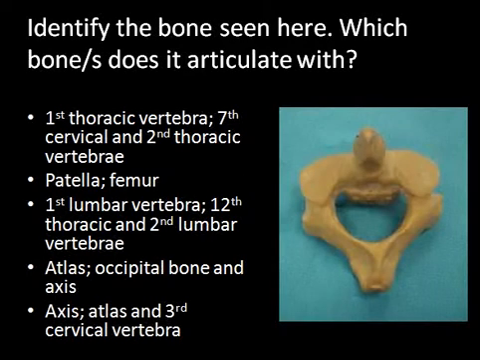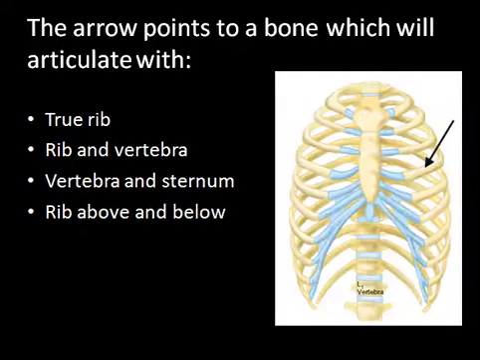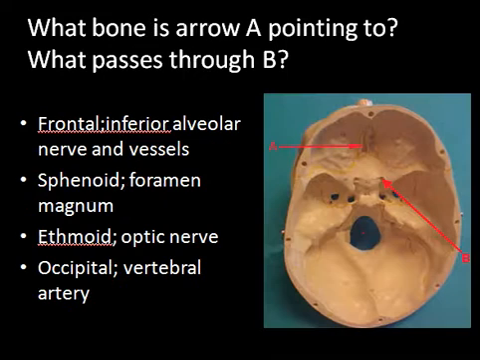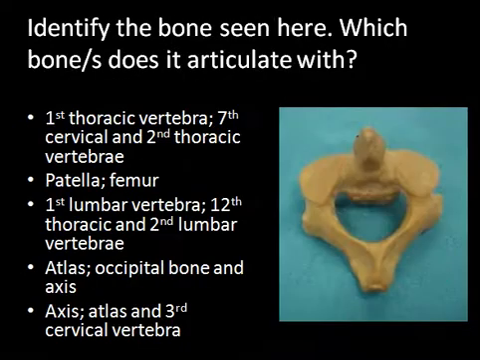This is Critical Thinking on the Axial Skeleton Lab, and let's look at the questions. So here is a question on a vertebra, and this is on the thoracic cage, and here is a question on the skull. Now let's go to this first one, which asks you to identify the bone seen here, and then which bones it articulates with.